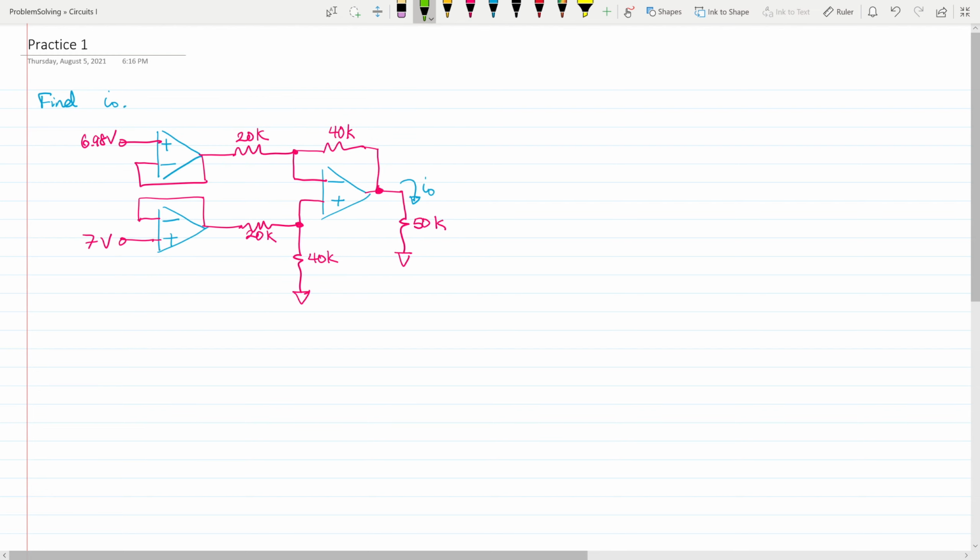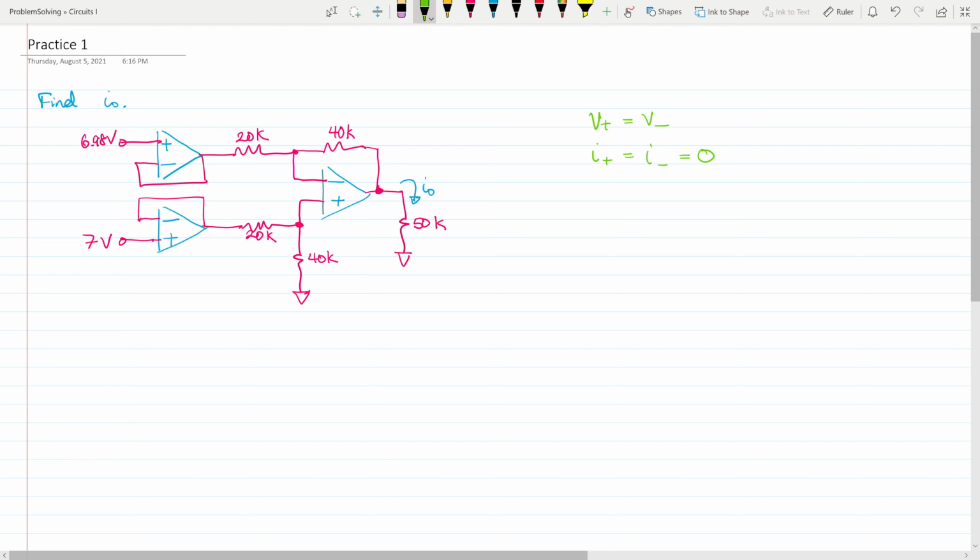So, some quick rules, reminders from previous lessons. For op-amps, V positive is equal to V negative, and the current going into the positive terminal is equal to the current going into the negative terminal, and they're both equal to 0. And that's about it. Those are the assumptions.